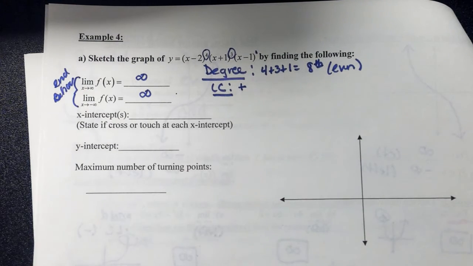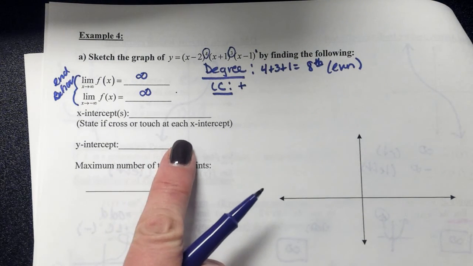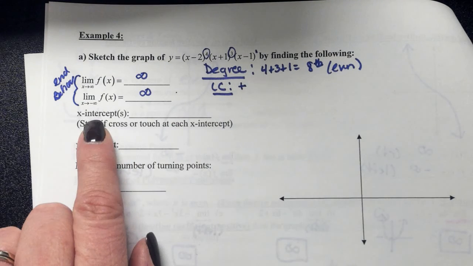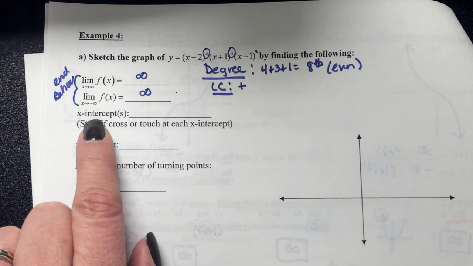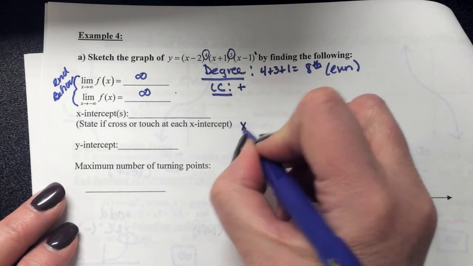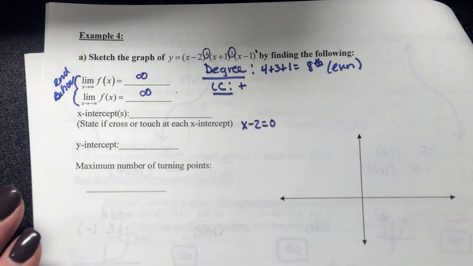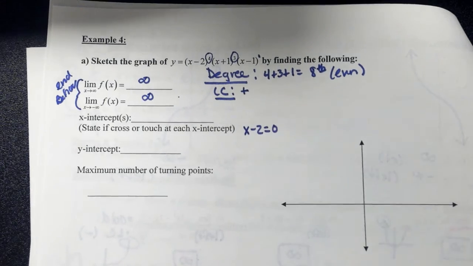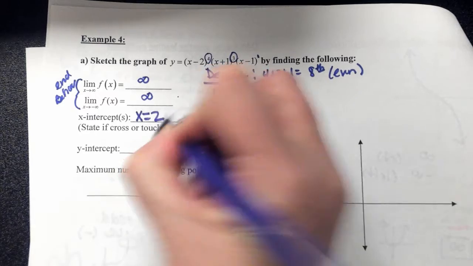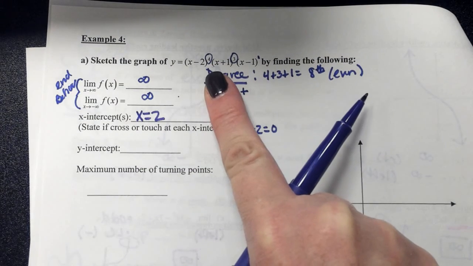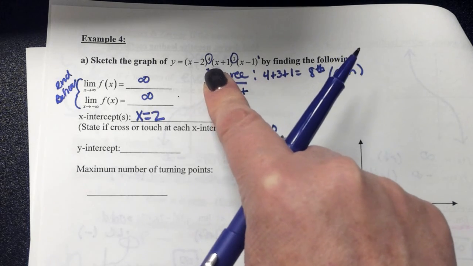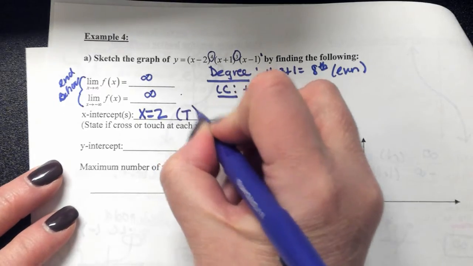Now let's find the x-intercepts and state if it's going to cross or touch at each x-intercept. They've already factored it for you. X-intercepts, remember, are the same thing as the solutions. So all I need to do is take one of my factors and set it equal to 0. What's one x-intercept going to be? X equals 2. Now, it's an even multiplicity. So if it's even, what's going to happen at the x-intercept x equals 2? Is it going to touch or is it going to cross? Touch. So I know it's going to touch. I'm just going to write a T there.